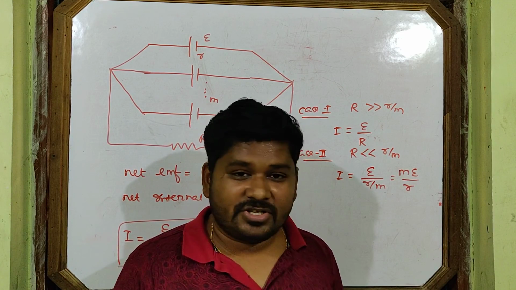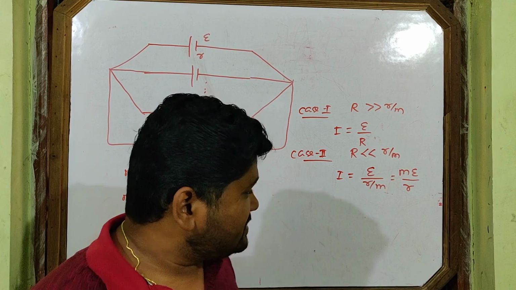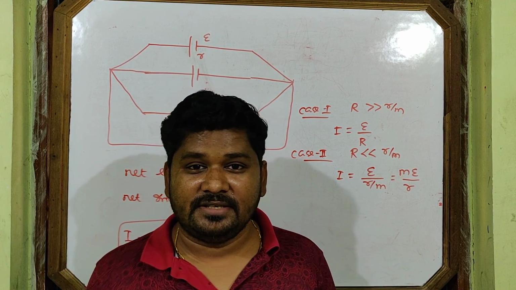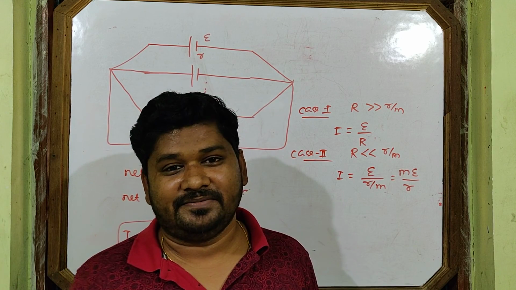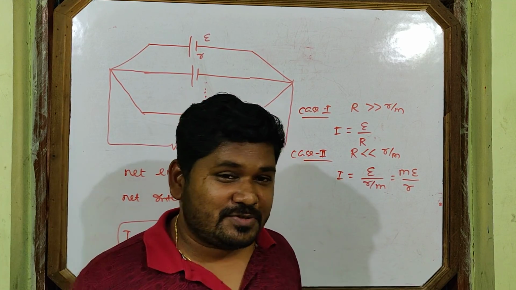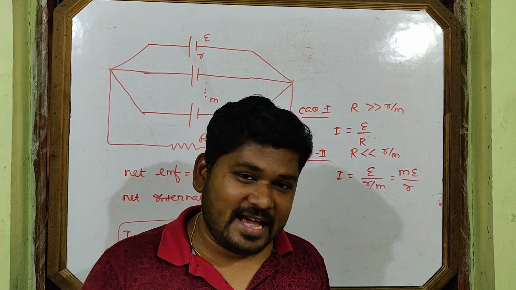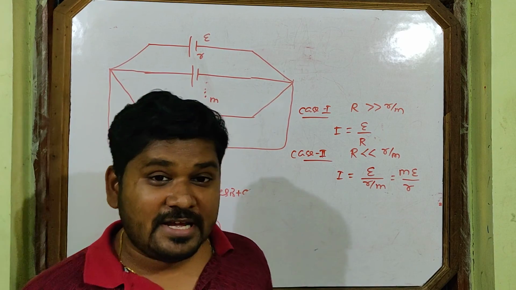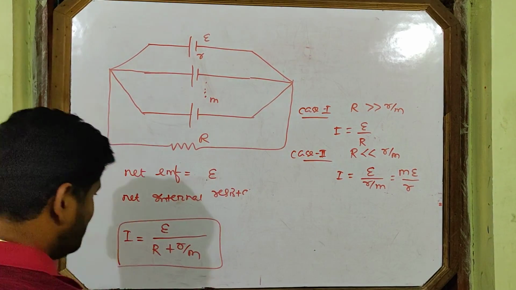Does the current depend on the number of cells or not? Yes. The more the number of cells, the more the current, when external resistance is very, very less. When external resistance is less, which combination is useful? Parallel combination is useful. When external resistance is large, series combination is useful, already we have done. Now we will go to the third one.